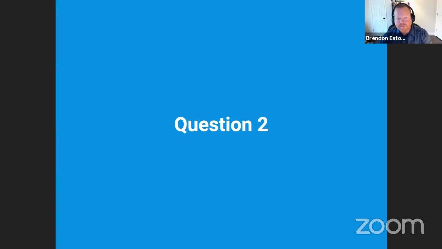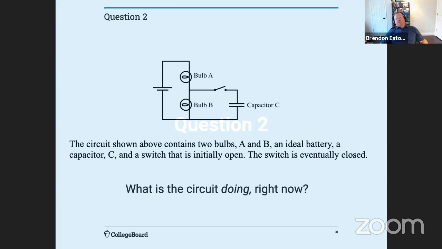Okay, question 2 was based on a circuit with a nice little capacitor inside of it. It says that the circuit shown above contains two bulbs, A and B, and an ideal battery, no internal resistance, a capacitor, C, and the switch that's initially open. The switch is eventually closed, but we're going to start talking about it being open, at least to begin with.